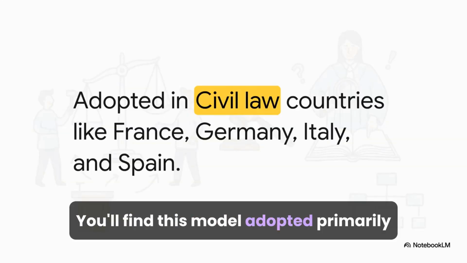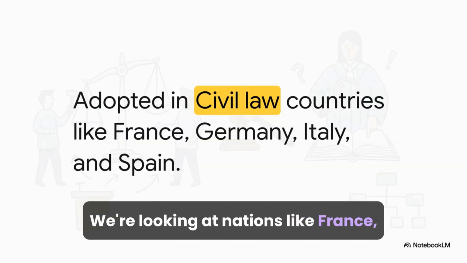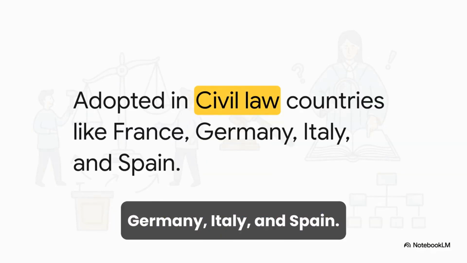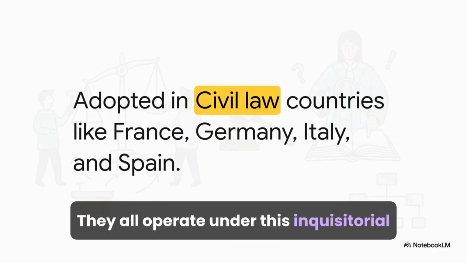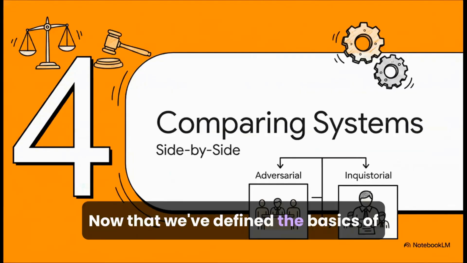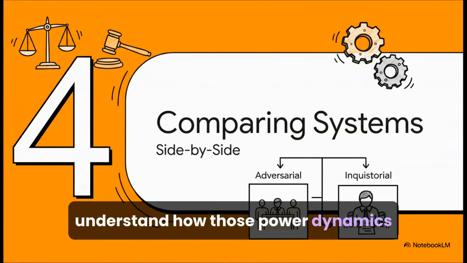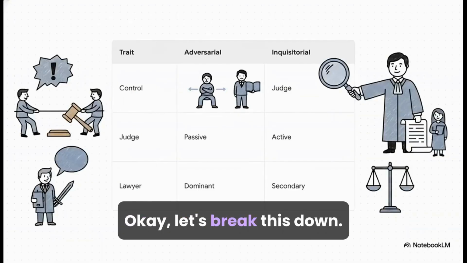You'll find this model adopted primarily in civil law countries, looking at nations like France, Germany, Italy, and Spain. They all operate under this inquisitorial framework. Moving on to Section 4, comparing the two systems. Now that we've defined the basics of both, let's put them side by side to really understand how those power dynamics flip. Okay, let's break this down.